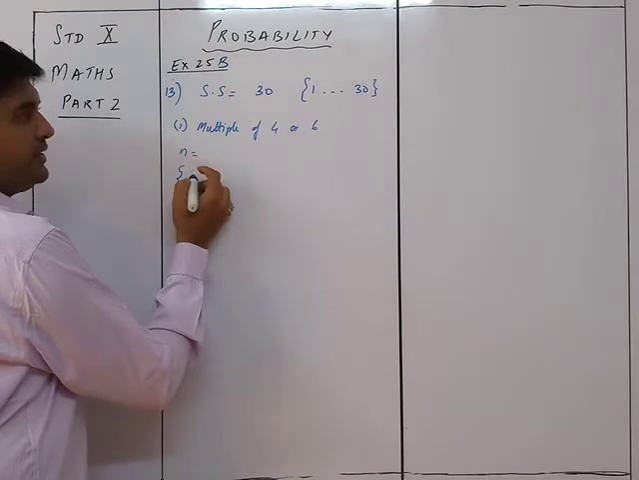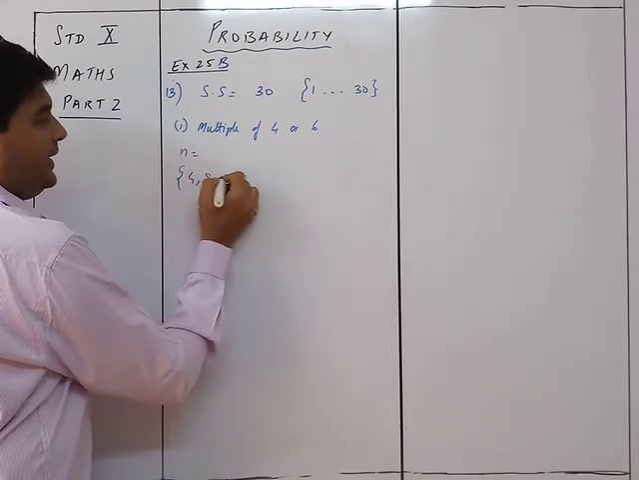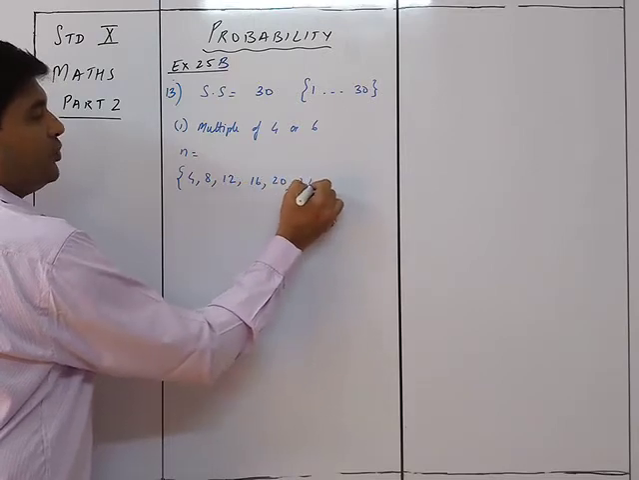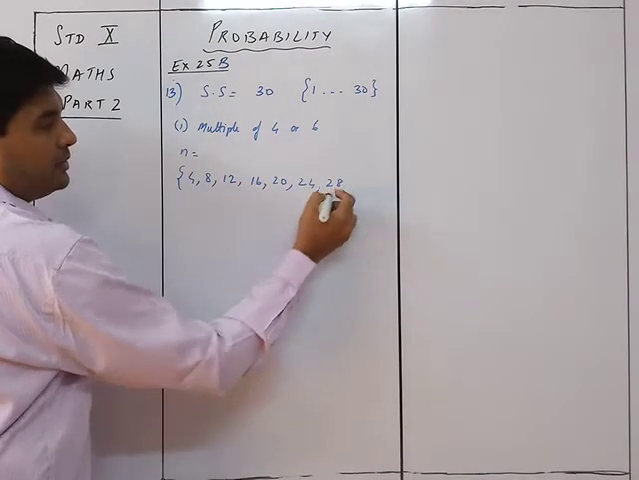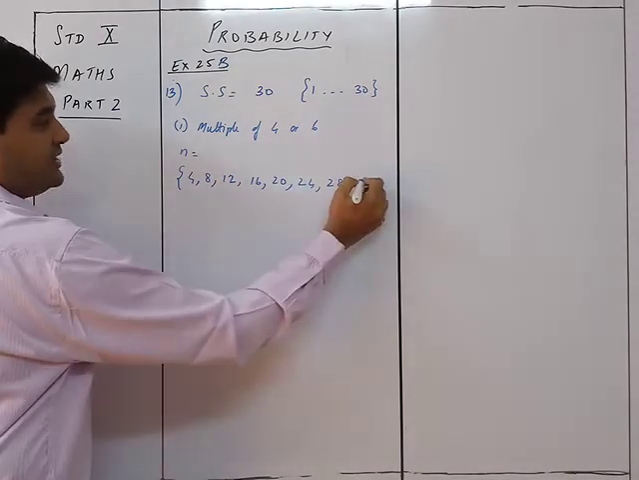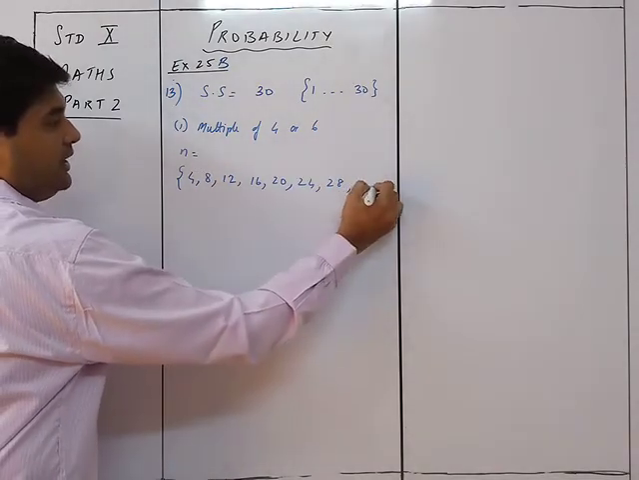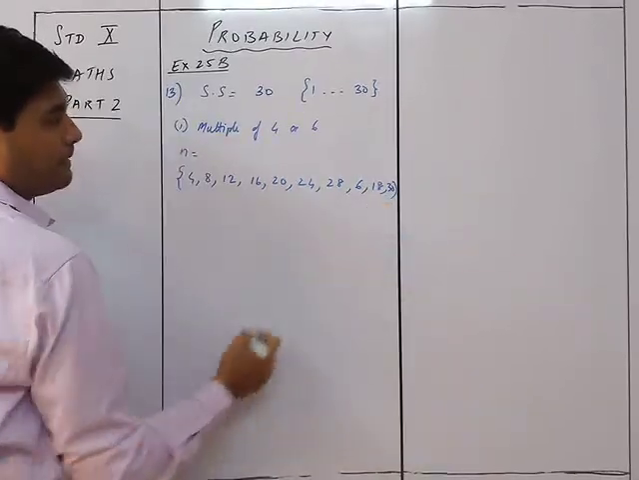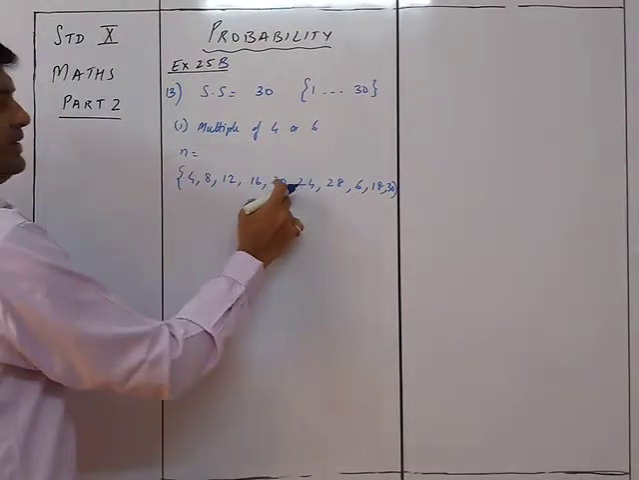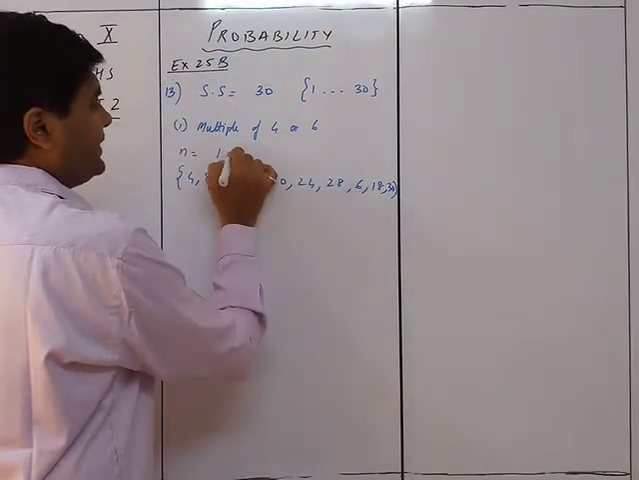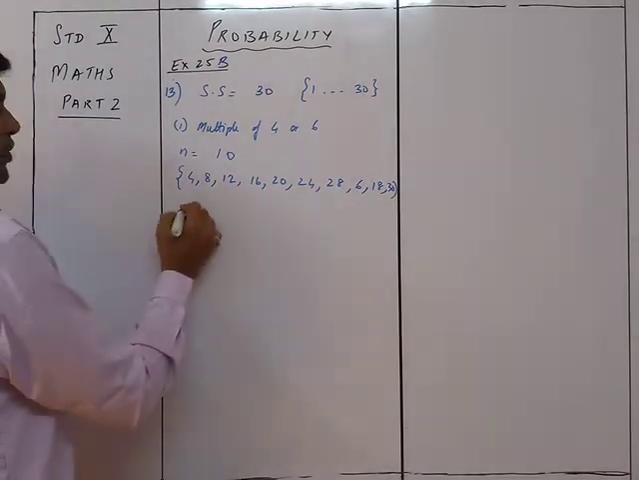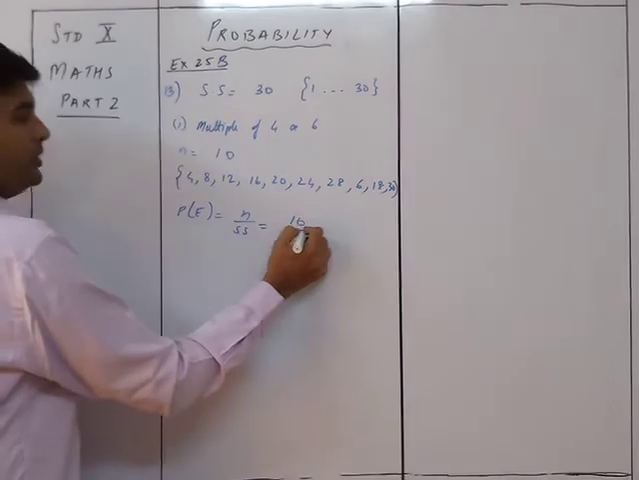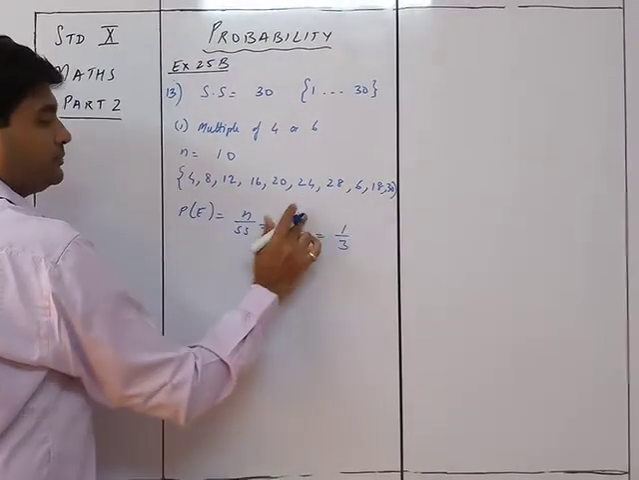So let's write down the multiples of 4. So it is 4, 8, 12, 16, 20, 24, 28. Now about 6. So 6, 12 is already here, 18, 24 is already here, and then 30. So that gives me 1, 2, 3, 4, 5, 6, 7, 8, 9 and 10. So there are 10 numbers over here. Therefore PE will be equal to n upon SS is equal to 10 upon 30, which is 1 upon 3.